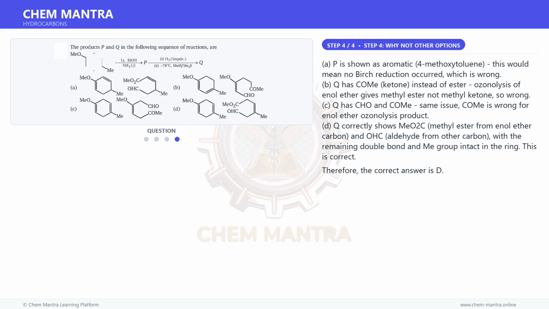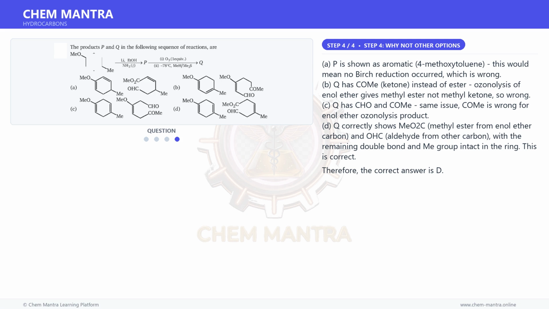A. P is shown as aromatic, 4-methoxytoluene. This would mean no Birch reduction occurred, which is wrong. B. Q has COMe, a ketone, instead of an ester. Ozonolysis of an enol ether gives a methyl ester, not a methyl ketone, so wrong. C. Q has CHO and COMe, same issue. COMe is wrong for an enol ether ozonolysis product.